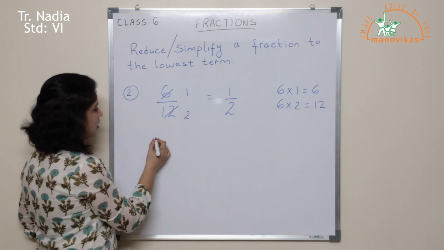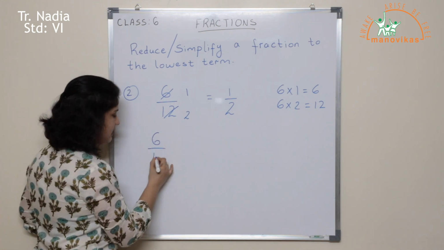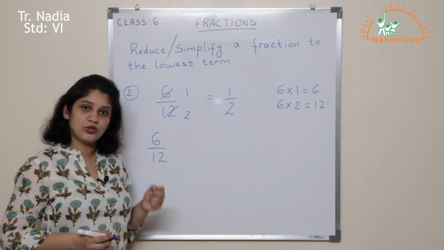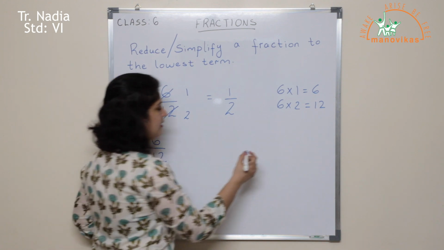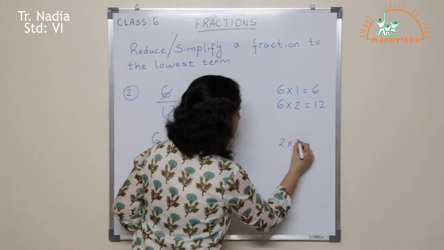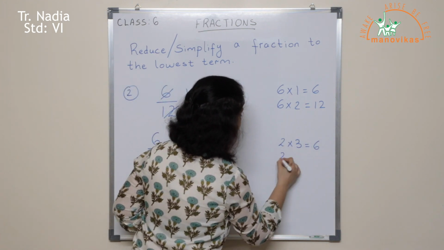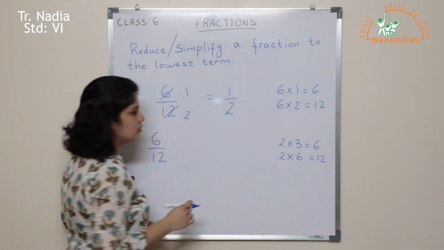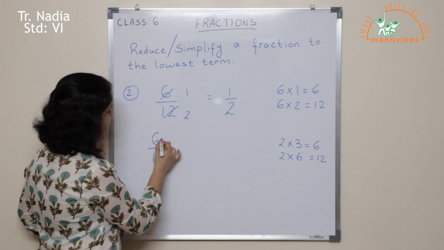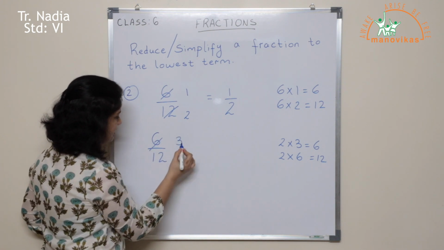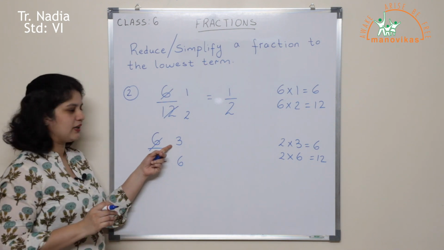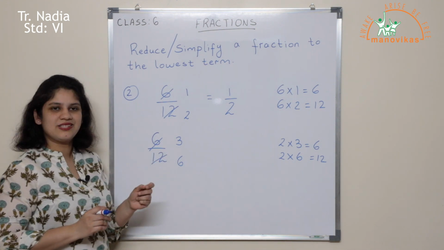Now the same question you could have also solved using any other table as well. Like 6 and 12 also appear in the 2 times table. We know that 2 3s are 6 and 2 6s are 12. So I could also make use of the 2 times table and I could do this as 2 3s are 6 and 2 6s are 12. The numerator would become 3, the denominator would become 6.